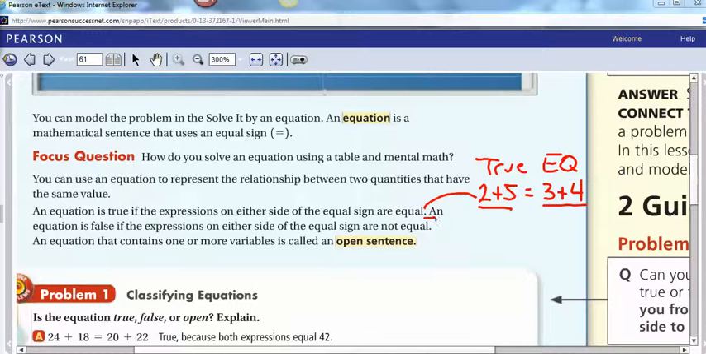Look what it says. An equation is false if the expressions are not equal. Alright, so it's false if the expressions are not equal.